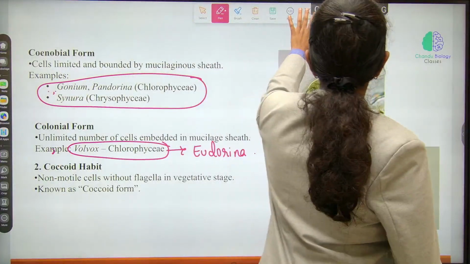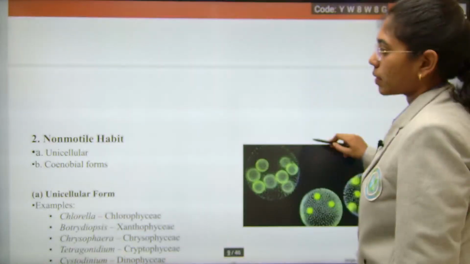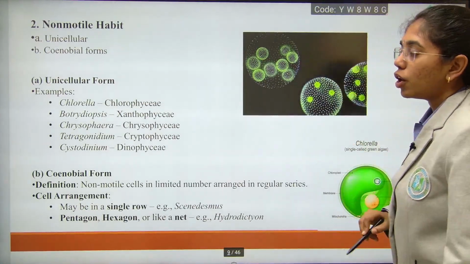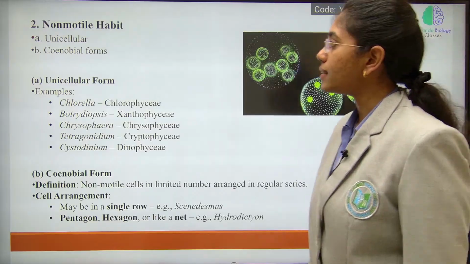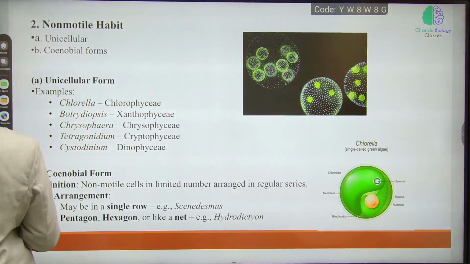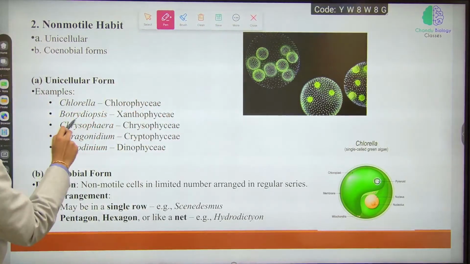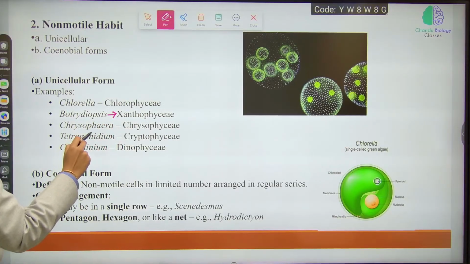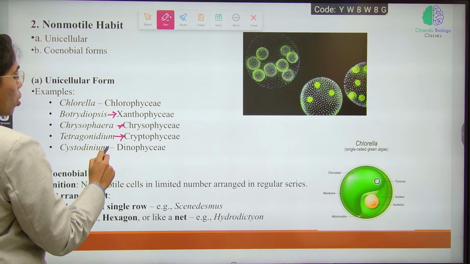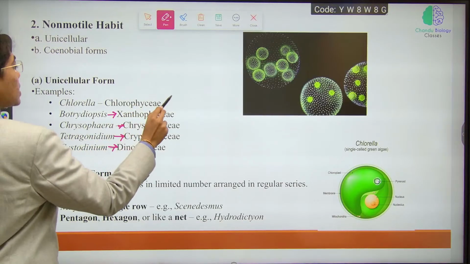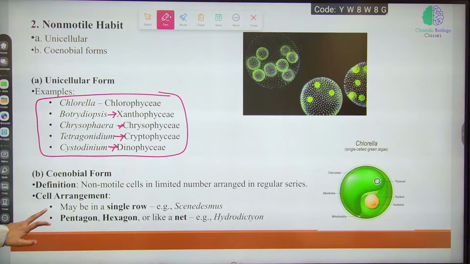Next, coccoid forms. We have two types again, unicellular and coenobial forms. Unicellular form examples: Chlorella, which belongs to Chlorophyceae, Botrydiopsis, which belongs to Xanthophyceae, Chrysophaera, which belongs to Chrysophyceae, Tetragonidium, Cryptophyceae, Cystodinium, Dinophyceae. These are the examples of unicellular forms. And coenobial, and these two are the examples.